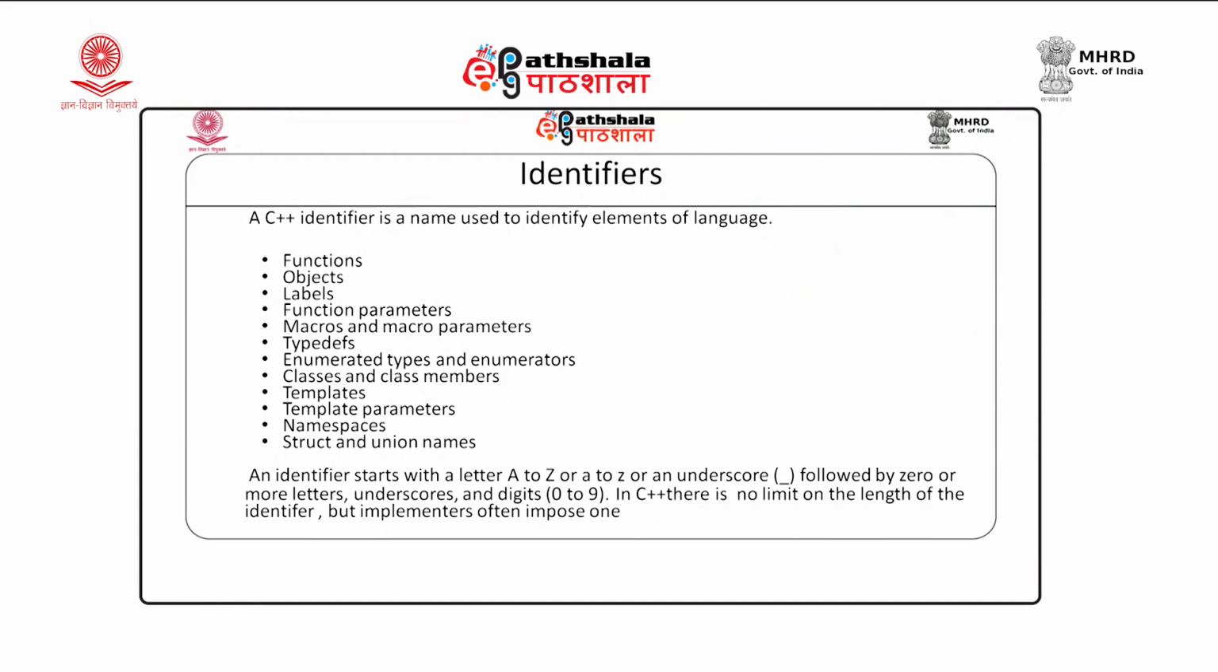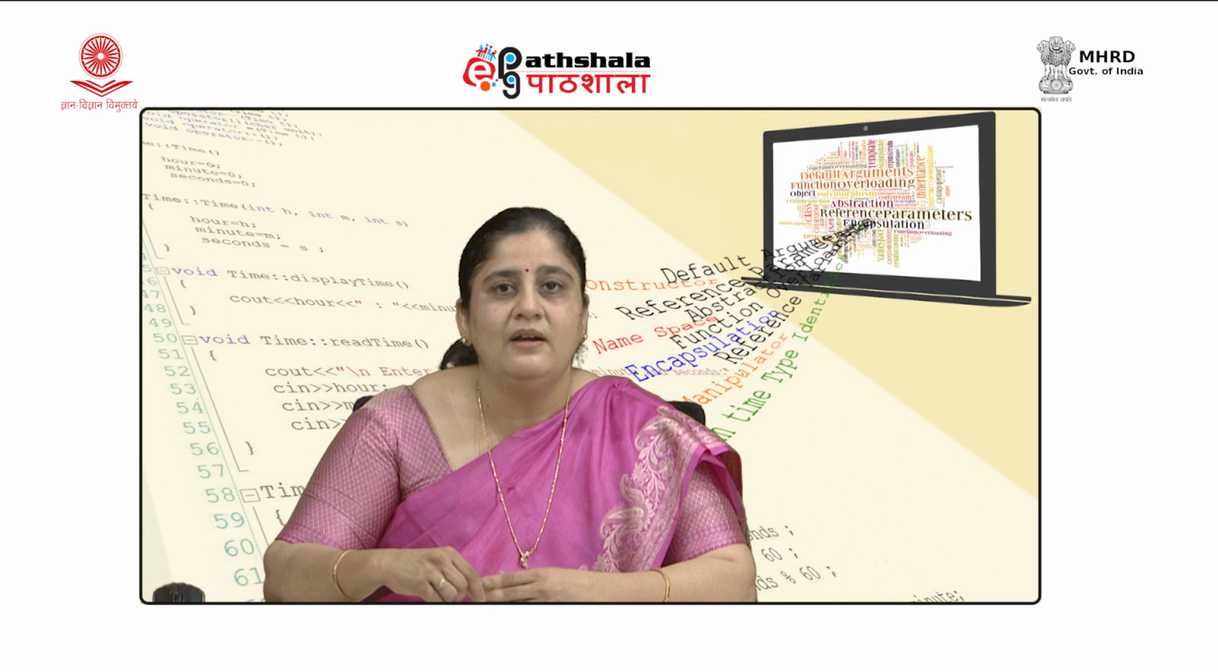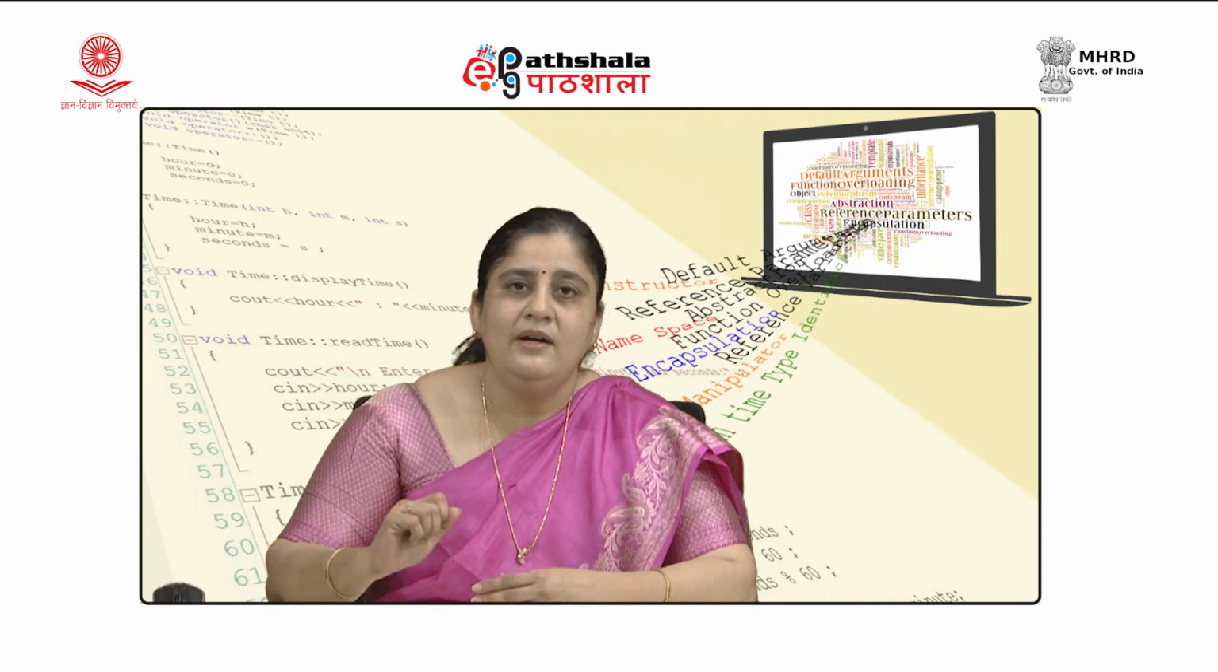The kind of language elements for which we would need a name is function, that whenever we define a function, we need a name for function, we need a name for object, we need a name for label, we need a name for function parameter, macros, typedefs, enumerated data types, classes, templates, namespaces, struct, union, and so forth. And every language has some set of rules which govern in what way we can define an identifier. C++ also has a set of rules that we need to follow while using an identifier.